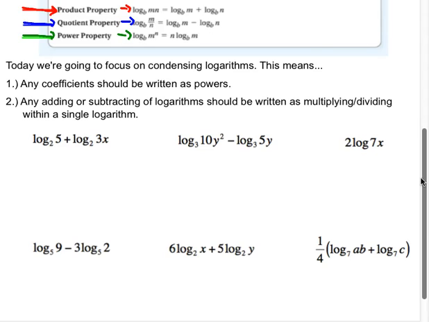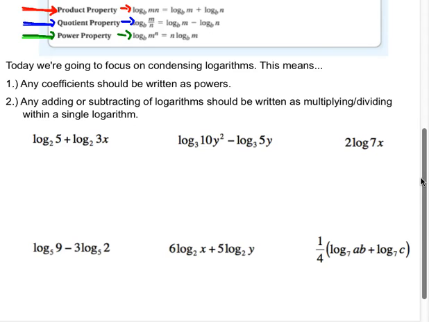Okay, so we're focusing on condensing today. If I have multiple logarithms that I'm seeing, we're working on condensing them down to a single logarithm. Okay, this means any coefficient should be written as a power, and any adding or subtracting should be written as a single logarithm. Okay, so let me show you how that looks.